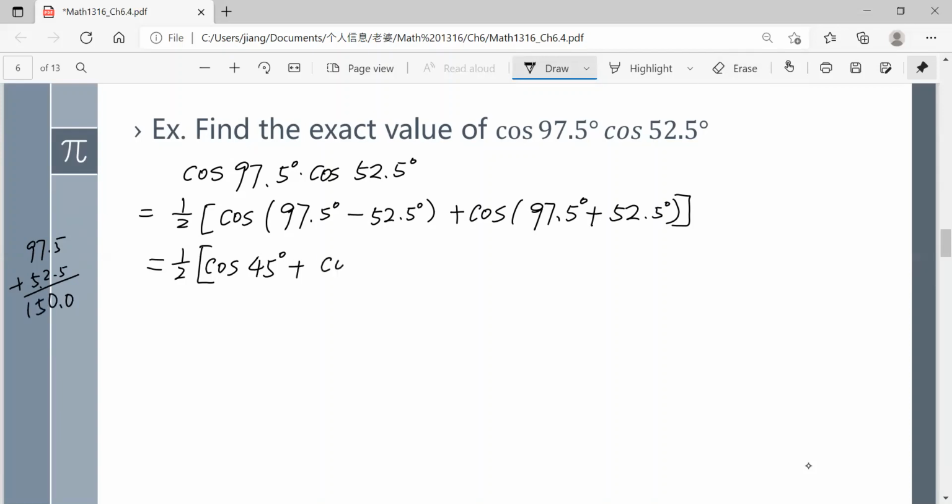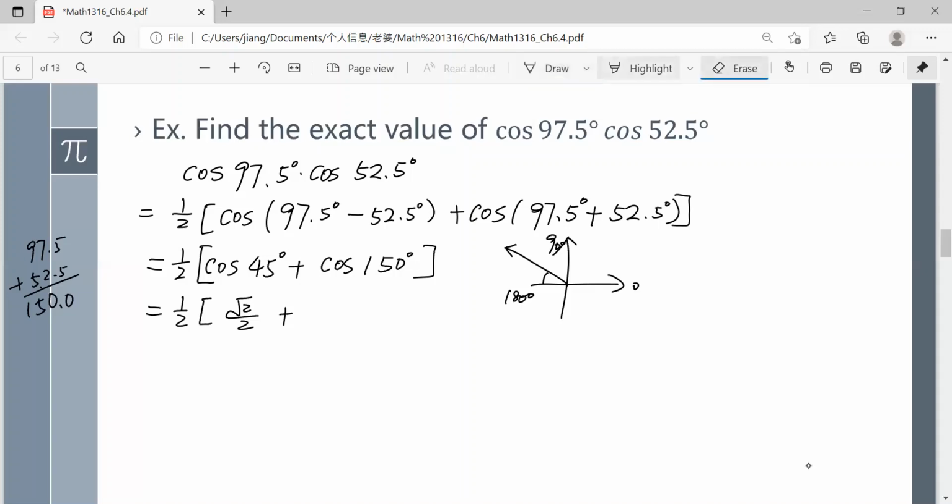Okay, that's cosine 150 degrees. So what is the cosine of 45 degrees and 150 degrees? We know that for 45, that's square root of 2 over 2. What is cosine 150? So 0, 90 degrees, 180 degrees. This angle should be in the second quadrant. What is the reference angle? Use 180 minus 150. That's 30 degrees. That's the reference angle.